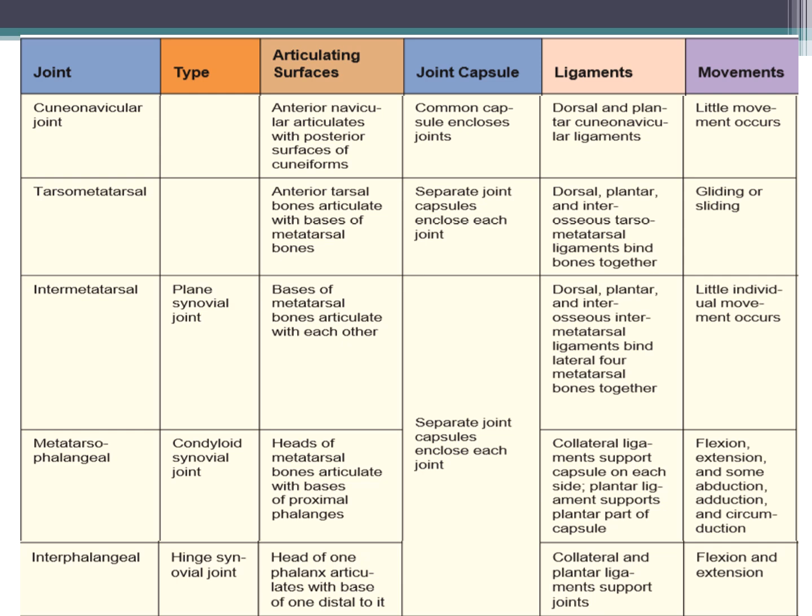Then we have the interphalangeal joints. Interphalangeal joints are hinge synovial joints in which the head of one phalanx articulates with the base of the one distal to it. That is, these are the joints present between the phalanges, and again each has a separate joint cavity. The collateral and the plantar ligaments support the joints, and slight flexion and extension is possible at these interphalangeal joints.